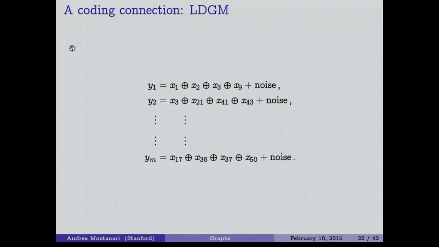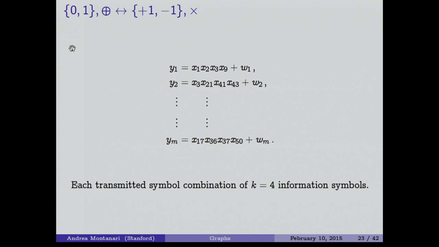So this gets added noise. Now, you can write this in 0-1 notation or in +-1 notation. Now the mod 2 sum becomes multiplication. So you take 4 +-1 signs, and you send them through the channel, then another 4, and you send them through the channel, etc. Each transmitted symbol is the combination of 4 information symbols.